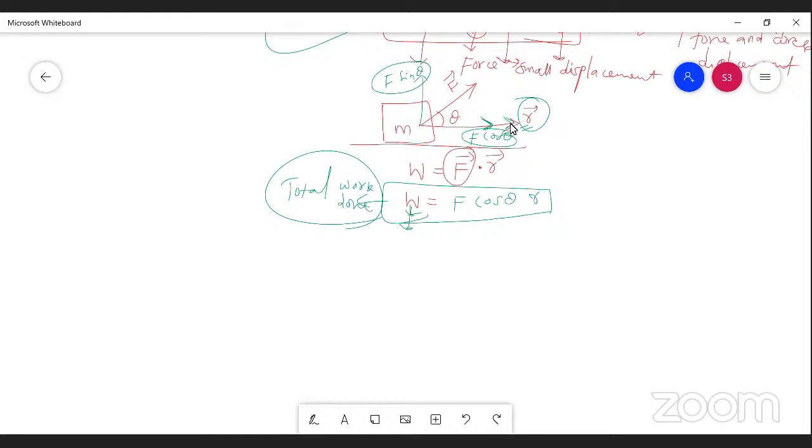Very simple thing. In both equations, F cos theta, the component of force along the direction of displacement, will not change. The only difference is that in the first equation, due to the constant force, the body displaces with a small displacement dr. In the second case, the body displaces with the total displacement r. That is the only difference.